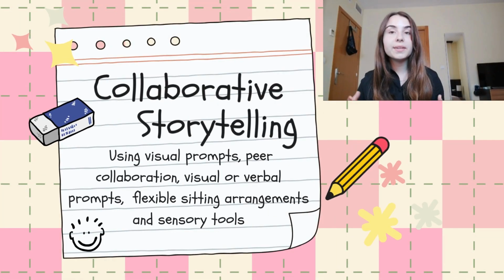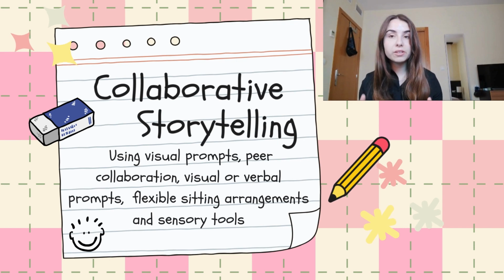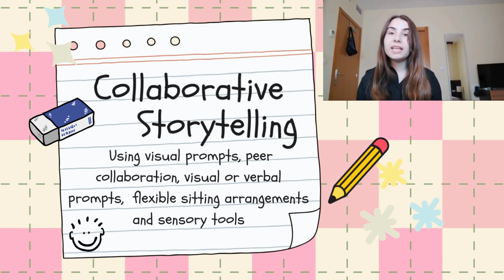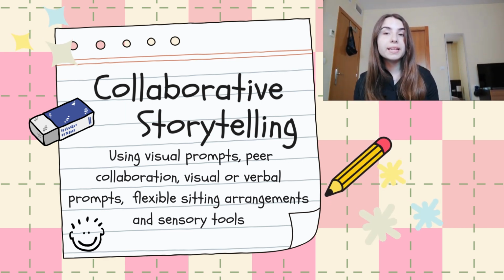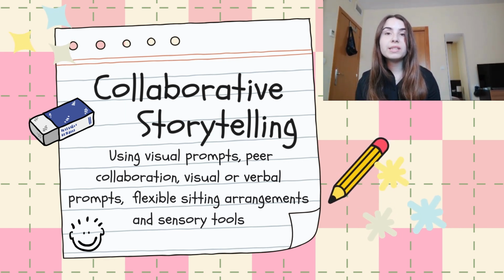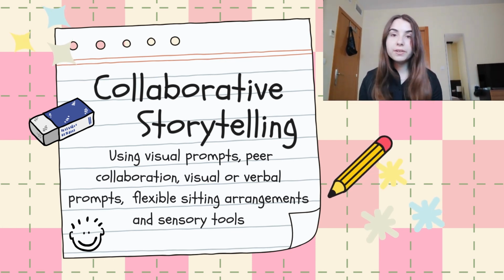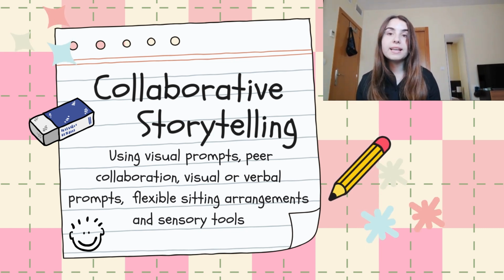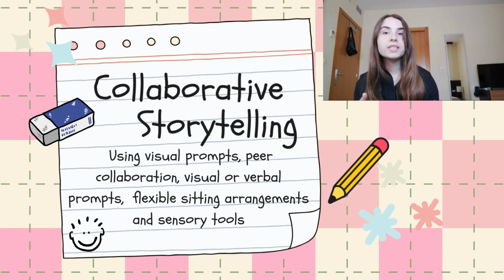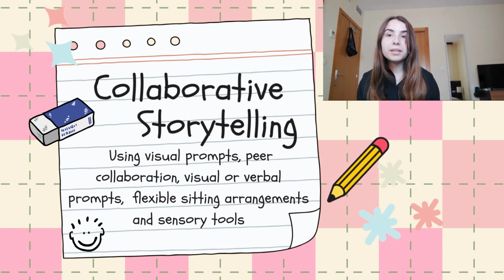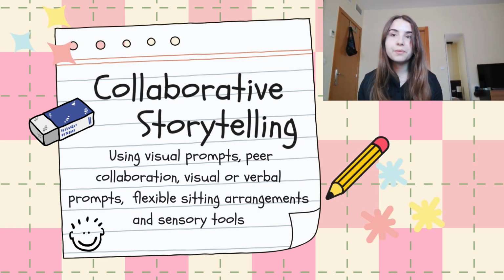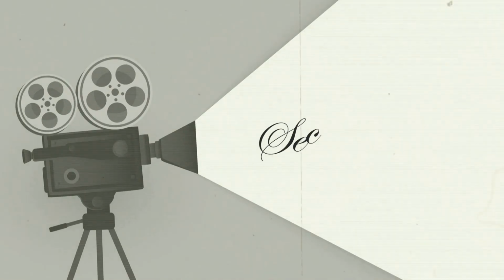A learning activity with pupils could be collaborative storytelling. There would be small groups with all kinds of abilities, even people with intellectual disabilities. I would use visual prompts to initiate the storytelling. To encourage them, I would encourage peer collaboration based on individual abilities. As needed, I would offer assistance through visual or verbal prompts to ensure inclusivity and peer-based support would be available. Lastly, there would be flexible seating arrangements and sensory tools.